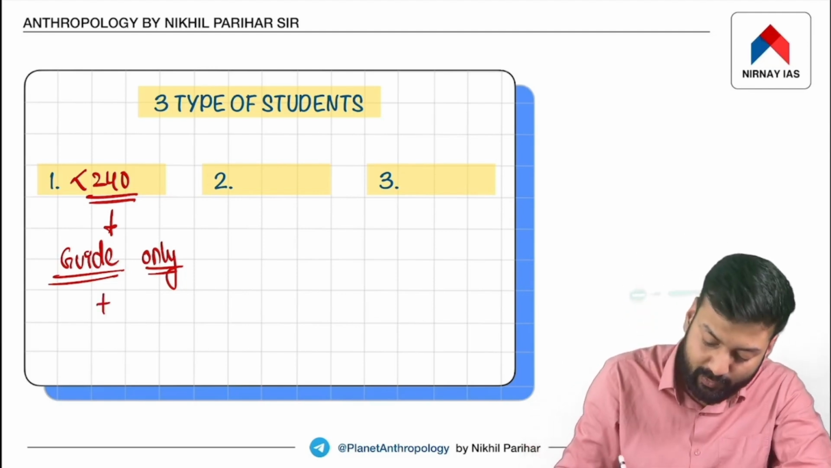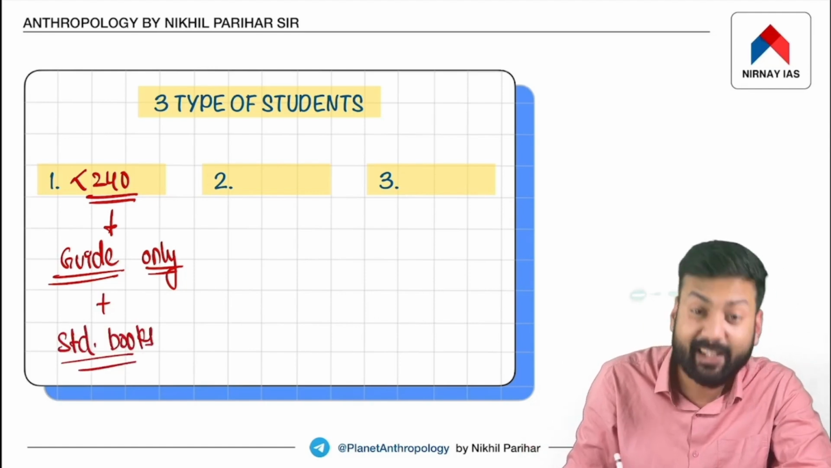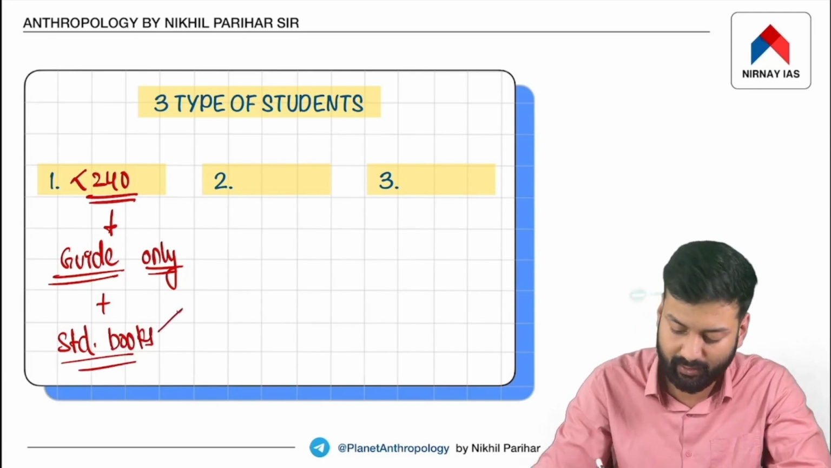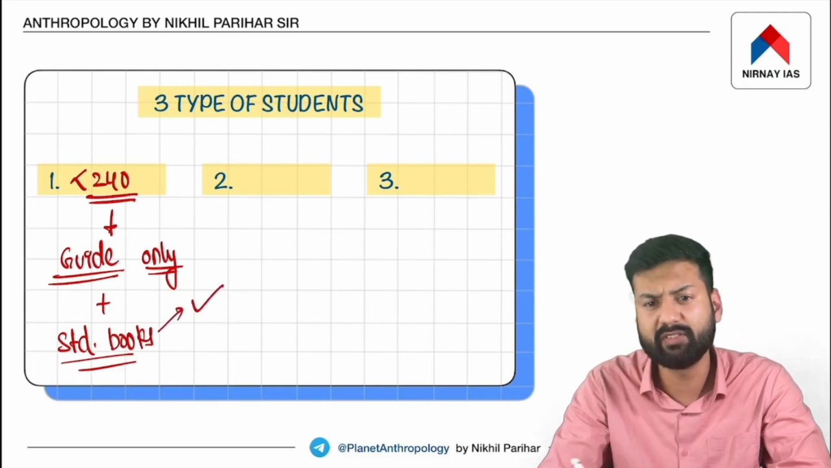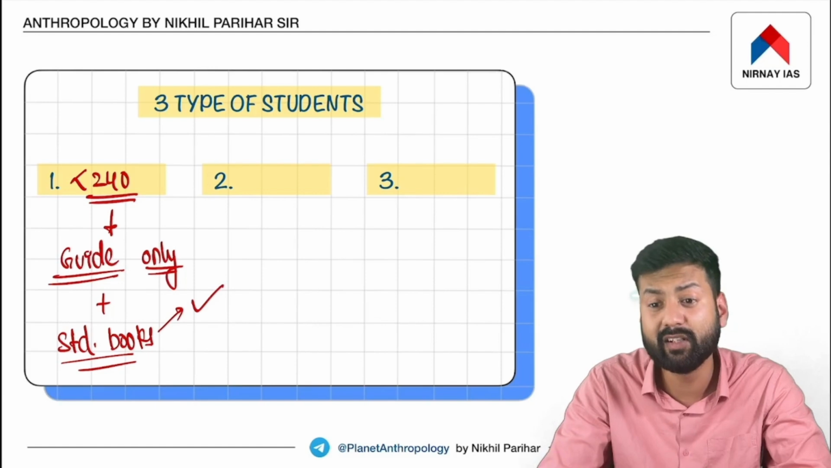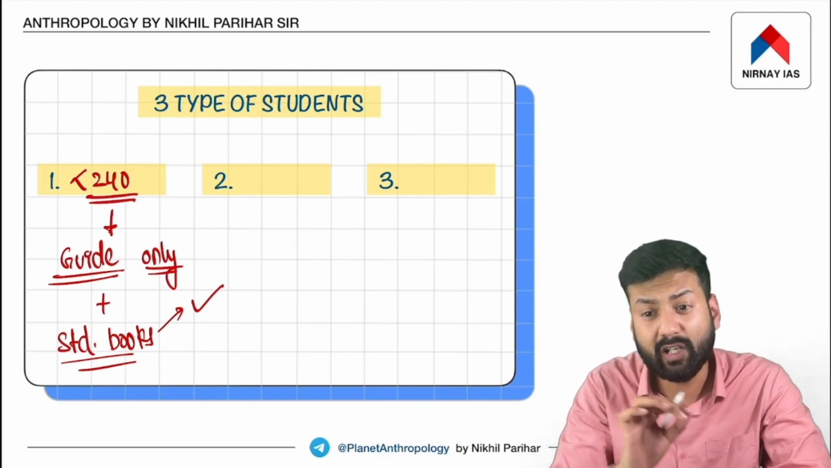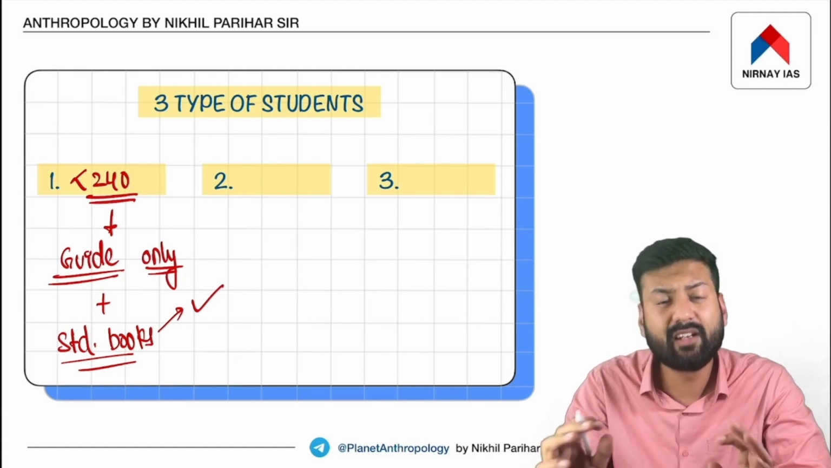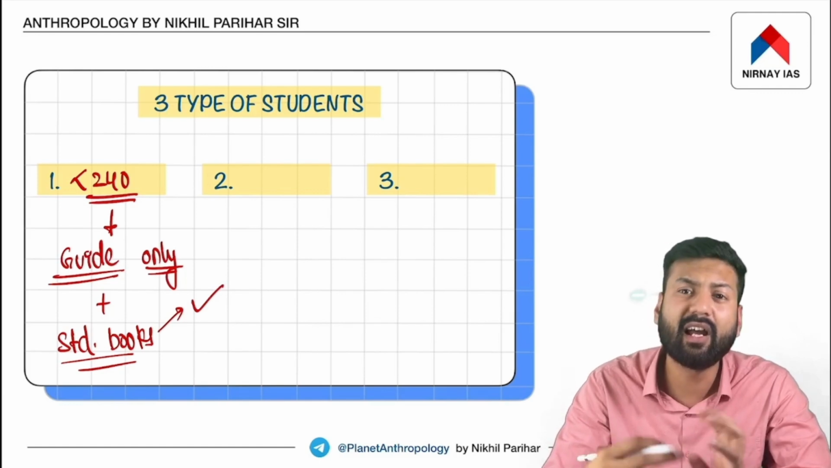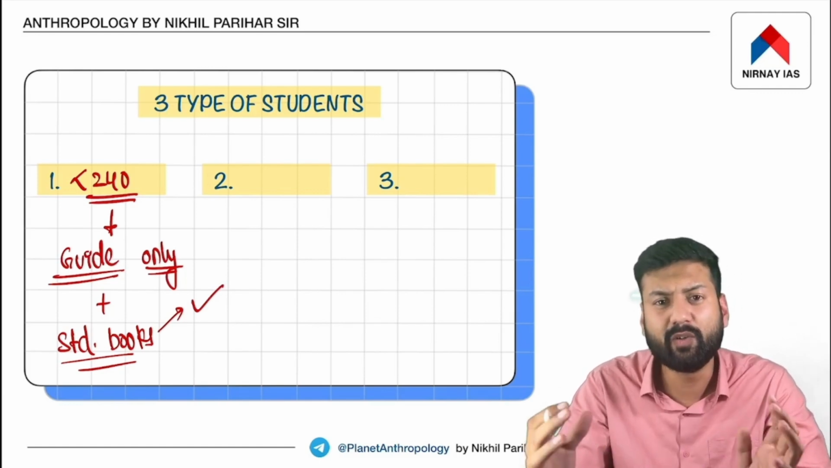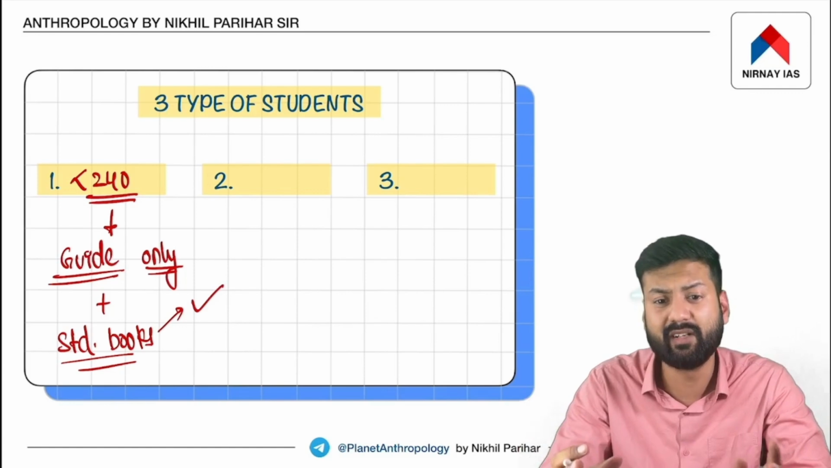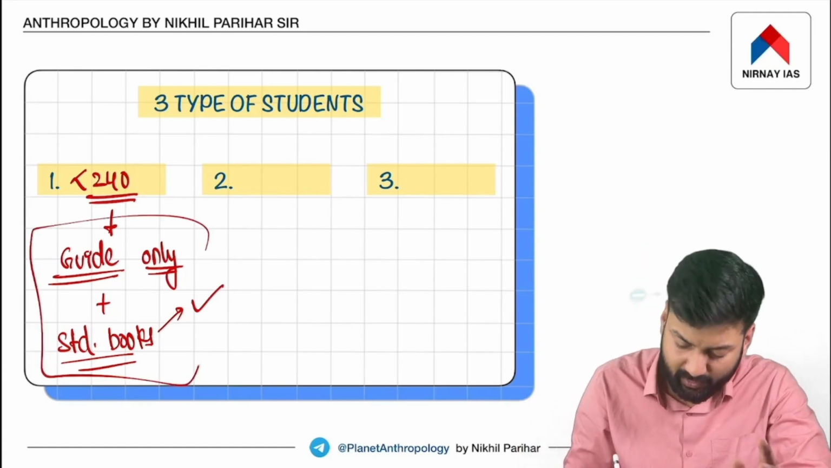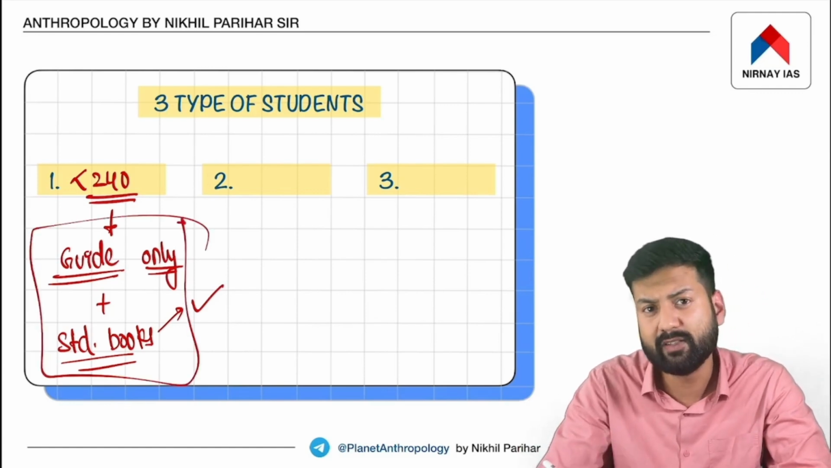And they also refer to standard books. Do they purchase them? They do purchase standard books, and unfortunately some hardworking students go through these standard books cover to cover, word to word, everything in detail, but the return on investment is low if you're reading everything, given the outdated content and the enormous amount of content without selective reading. So these are the people who are scoring less than 240 marks.